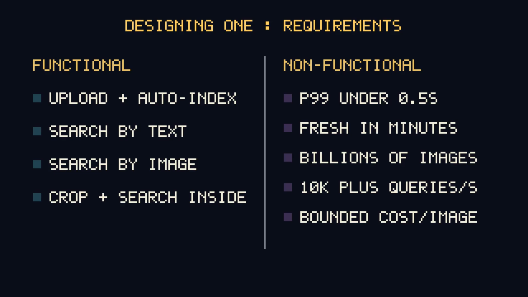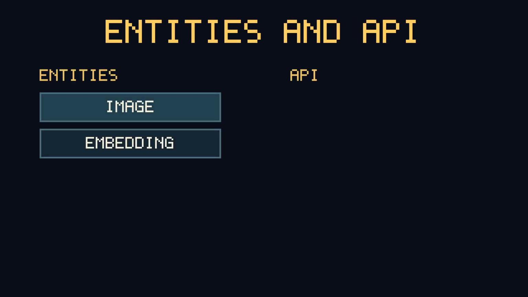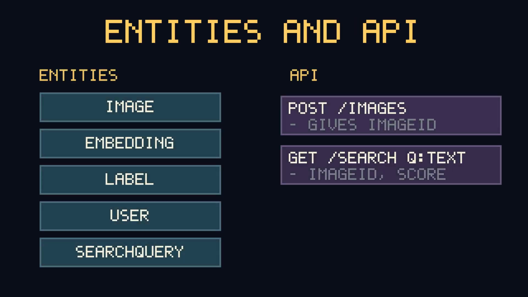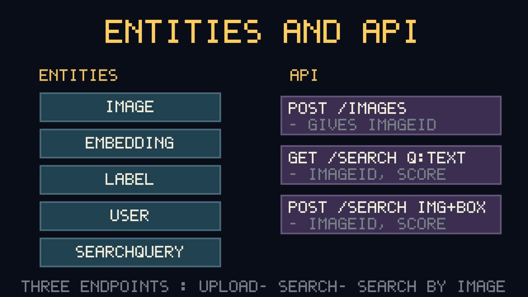The non-functional requirements. Search has to come back in under about half a second at P99. A newly uploaded photo should be searchable within minutes. It needs to handle billions of images and tens of thousands of queries a second. And the cost per image indexed has to be bounded, because that scales with your collection whether anyone uses the feature or not. The real numbers for the non-functional requirements can vary depending on your system, but at a high level, you should think about these when designing this system.